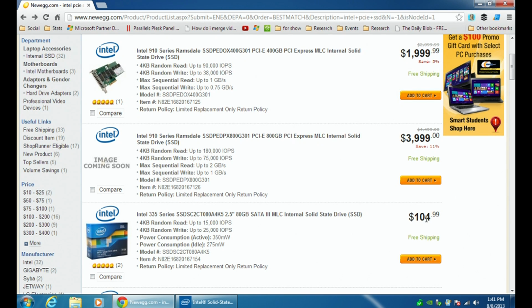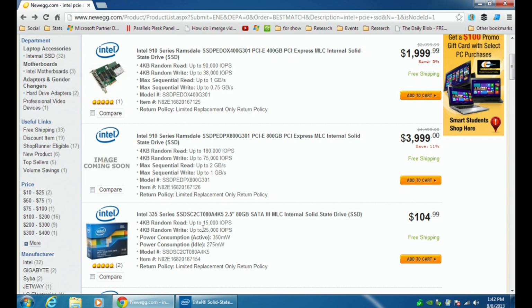So this nice little $104 drive down here, if we look at the random read writes, we can see up to 15,000 input-output operations per second. If we go up here, we can see that with the 400 gig PCI Express drive, it's 90,000. And if you go to the 800 gig version, it's 180,000. So for the input-output operations per second, this is going to be something like 13 times faster than this little 335 series down here. So that's one of the things you have to think about.